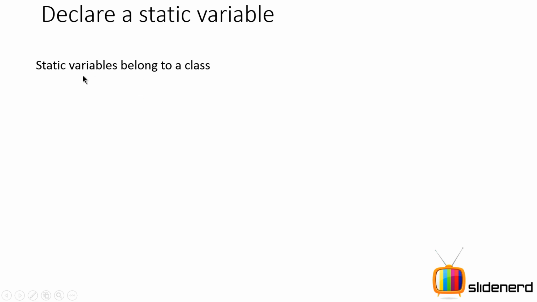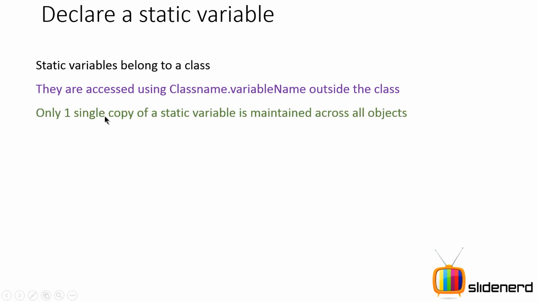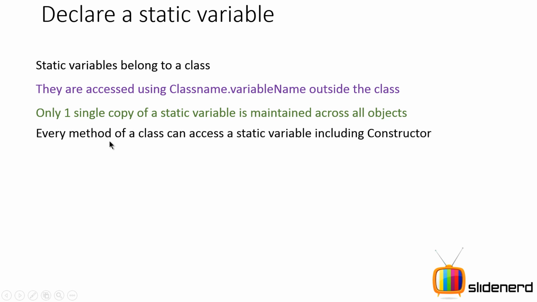So some points for you guys to remember would be this: static variables belong to the class instead of the object. There is just a single copy of the static variable that is kept for all the objects, no matter how many objects there are. Now they are accessed using class name dot variable name outside the class, and of course only one copy of the static variable is maintained across all objects, and every method of a class can access a static variable, including the constructor. It's just like any other variable that you saw, except that it is maintained uniquely. So class-wide information common to every object should be static.